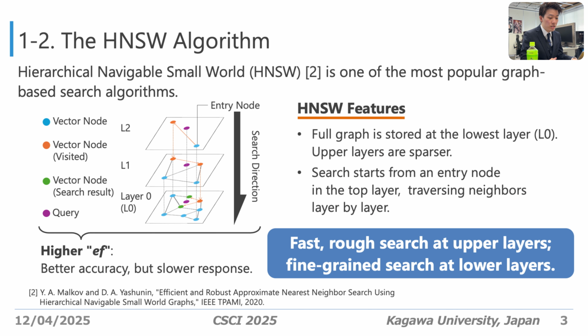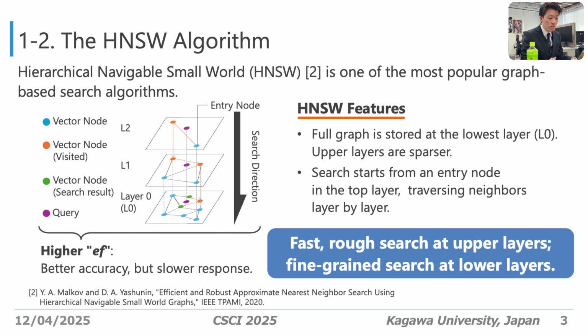Next, I will explain the core algorithm used in vector search. We focus on HNSW. It is a popular graph-based search algorithm. As shown in the figure, HNSW has a hierarchical structure. Layer 0 is the bottom layer, which contains the full graph with all data nodes. The upper layers contain only a subset of these nodes. The search starts from the entry node at the top layer. It traverses the neighbors in the same layer, and moves down layer by layer.